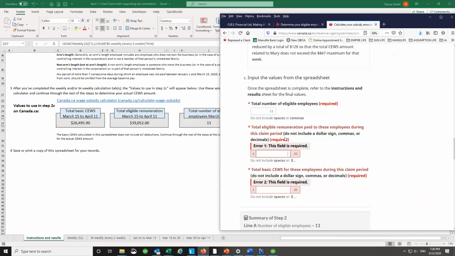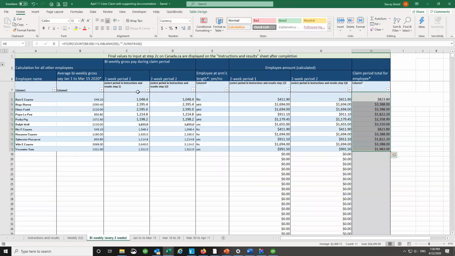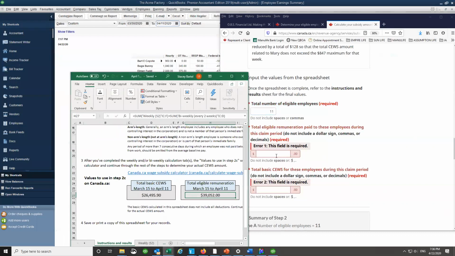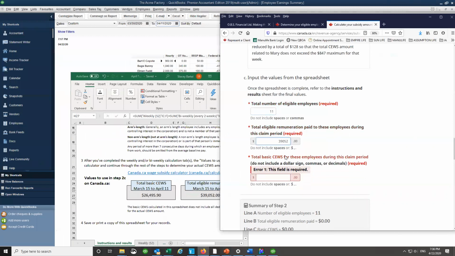Then we want to know what the total eligible remuneration paid to these employees during this claim period is. Okay, so that's this amount here. It says something different on this screen, right? That says gross biweekly pay, but this way you can see it. Bring this back down. The amount is $39,052, and it's not asking for any cents.